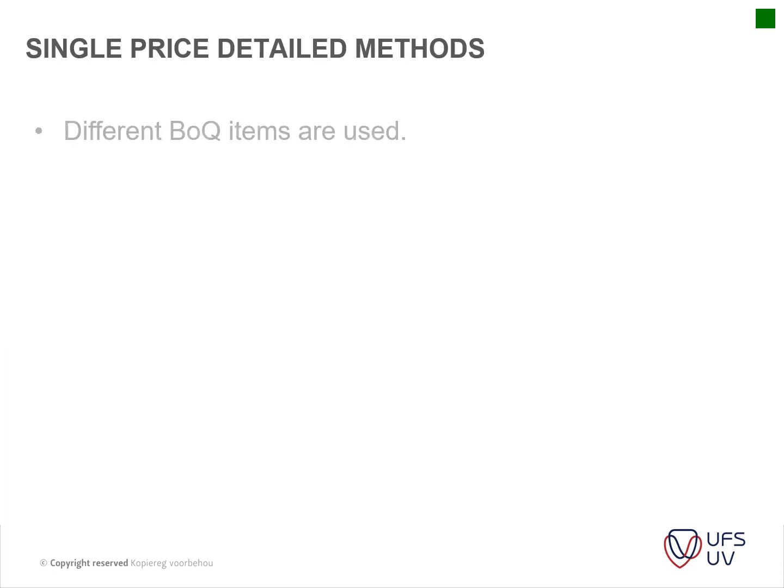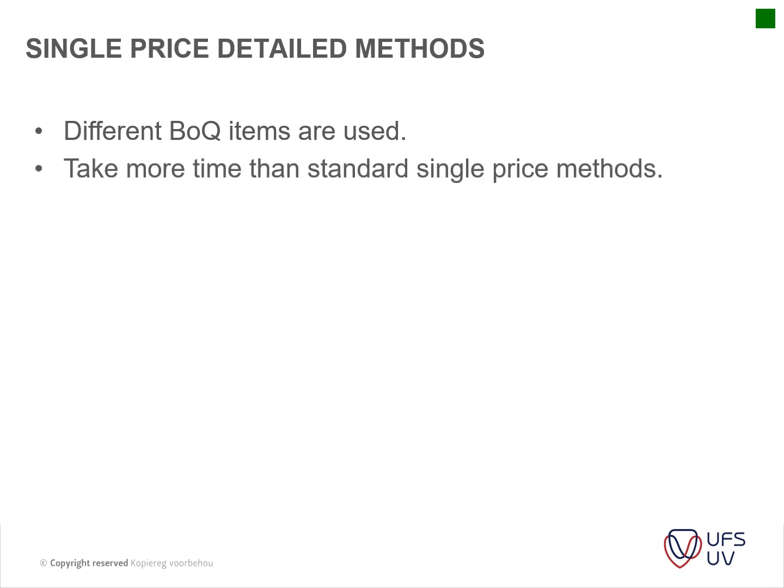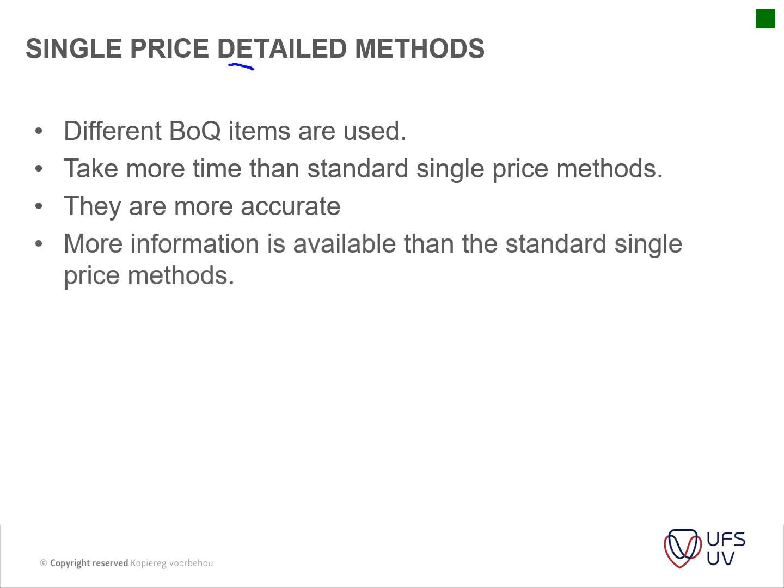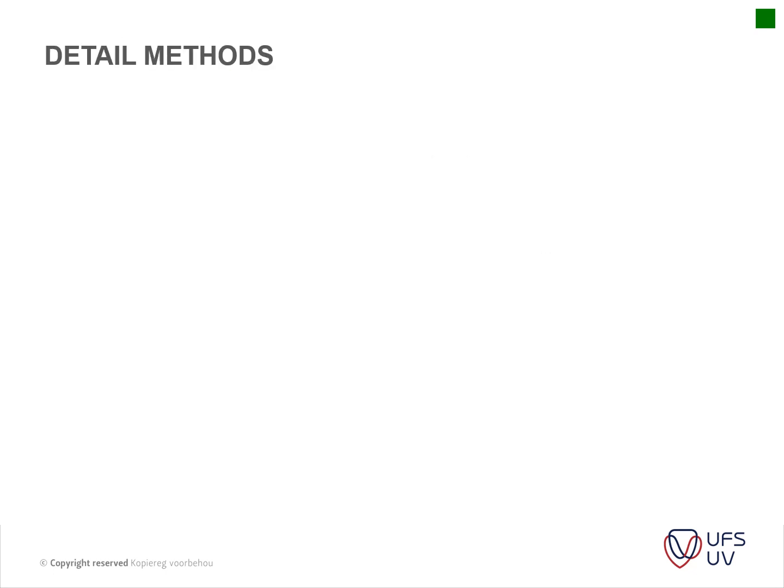Single price detailed methods, different BOQ items are used. So you usually use your BOQ from a previous project to get certain rates for your new project. It takes more time than standard single price methods. Okay, and this is basically the difference between your single price methods and your single price detailed method. More information is available. Okay, so then we get to our detailed methods.